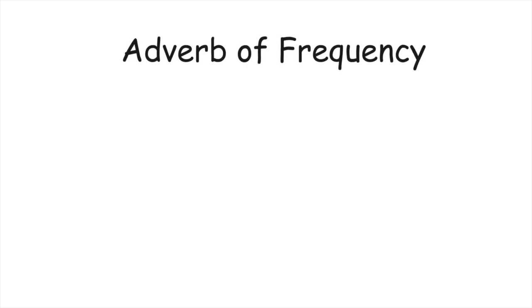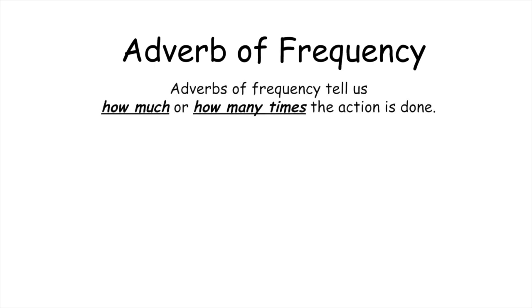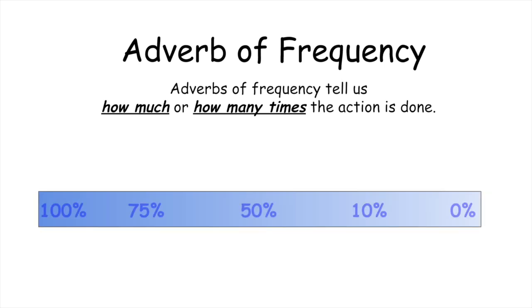Okay, now adverbs of frequency. They tell us how much or how many times the action is done. And it looks like this. If we do something 100% of the time, then we use the word always. If we do something maybe 75% of the time, we will not say always, we will say often or often.